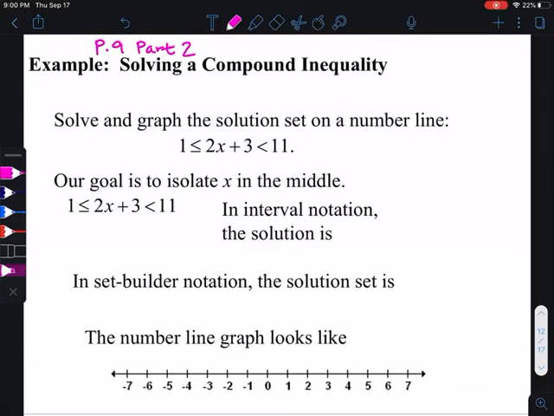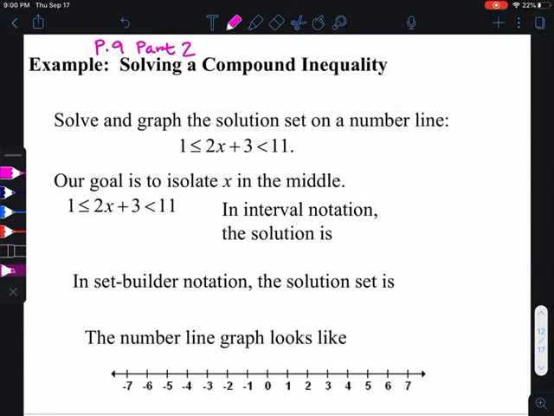Looking at P.9, Part 2, solving a compound inequality. Compound, like a compound sentence, you're putting two sentences together. A compound inequality is putting two inequalities together. So we're going to solve and graph the solution set on a number line of 1 is less than or equal to 2x plus 3 is less than 11.